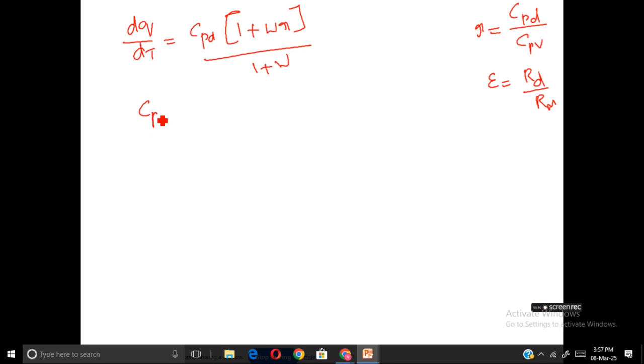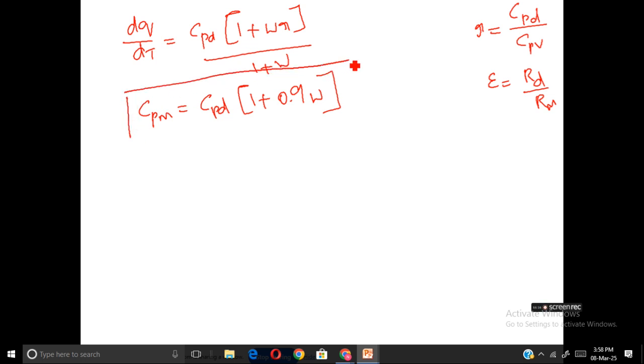So Cpm, which is dQ by dT, is equal to Cpd into (1 plus 0.9 into W). The value of R is given by this, so Cpm is equal to Cpd into (1 plus 0.9 into W) after substituting the value of R.